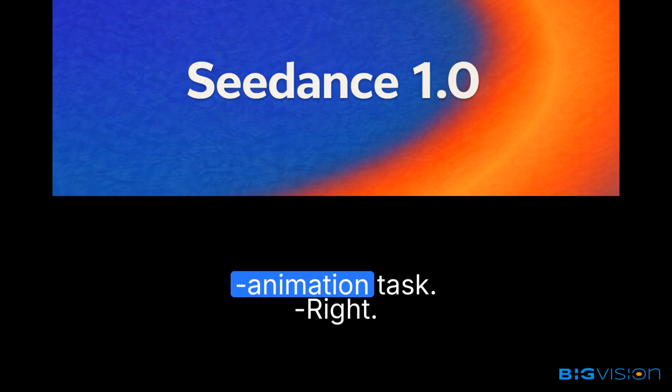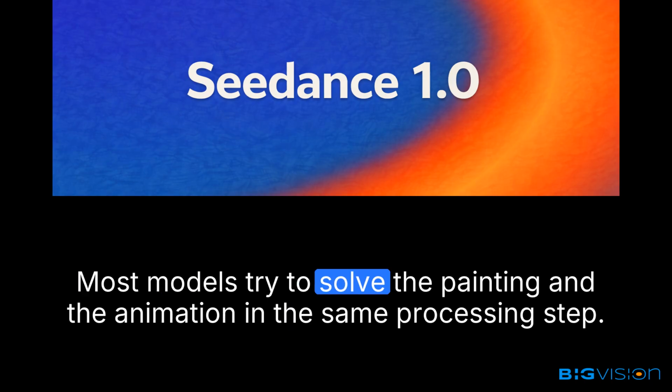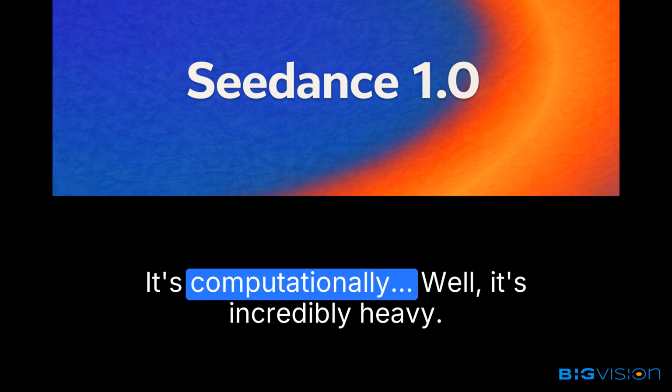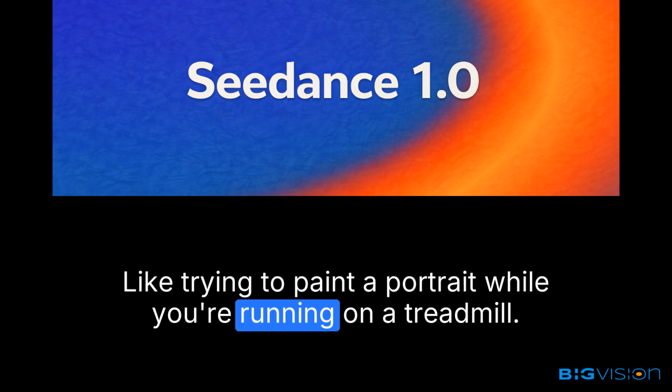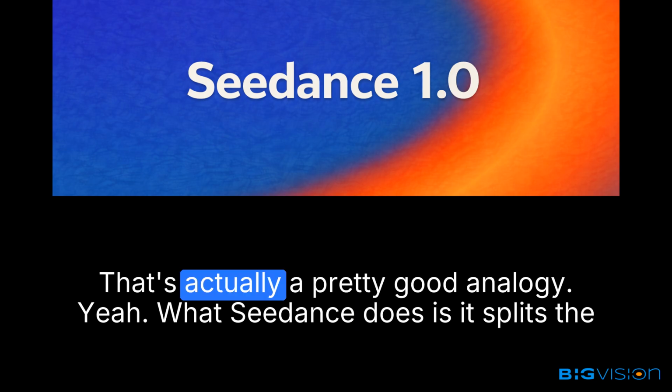That's the animation task. Right. Most models try to solve the painting and the animation in the same processing step. It's computationally, well, it's incredibly heavy. Like trying to paint a portrait while you're running on a treadmill. That's actually a pretty good analogy.